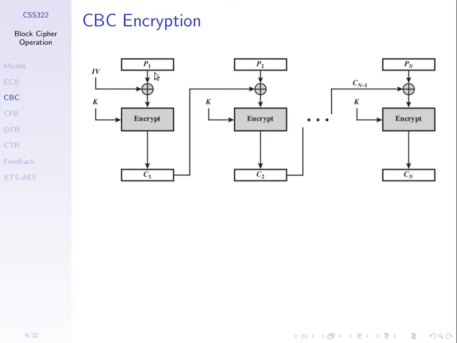How does it work? Take our first plain text block, P1. XOR, this is the exclusive OR operation, XOR that plain text with our initialization vector. That will give us another value. And we take that value and encrypt that output of the XOR using our secret key, we'll get C1 as output. The next plain text block, P2, we XOR that with the previous ciphertext block. Not with the initialization vector again, but with the ciphertext that came out from the previous iteration in this chain. So we take C1, XOR it with P2, and then encrypt the output of that value. And you get C2. And you keep going. You take the output ciphertext block from the previous iteration and use it as the input to the XOR in the next iteration for the next plain text block.